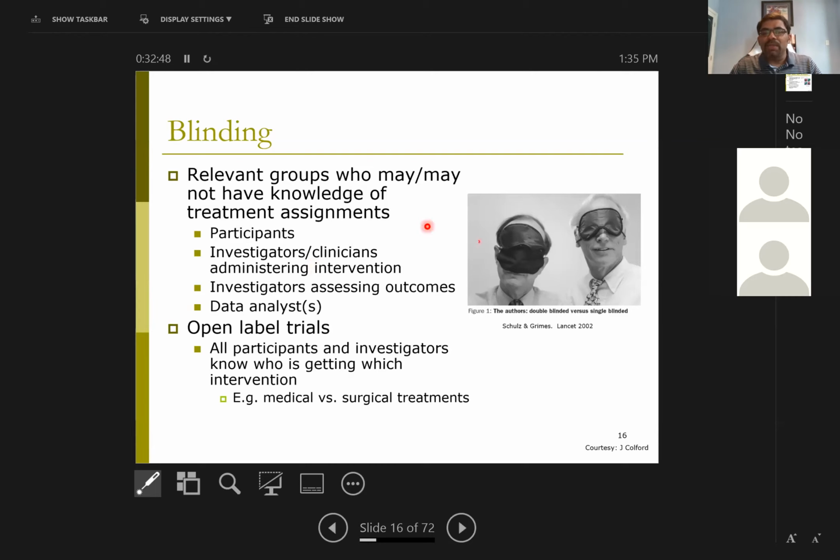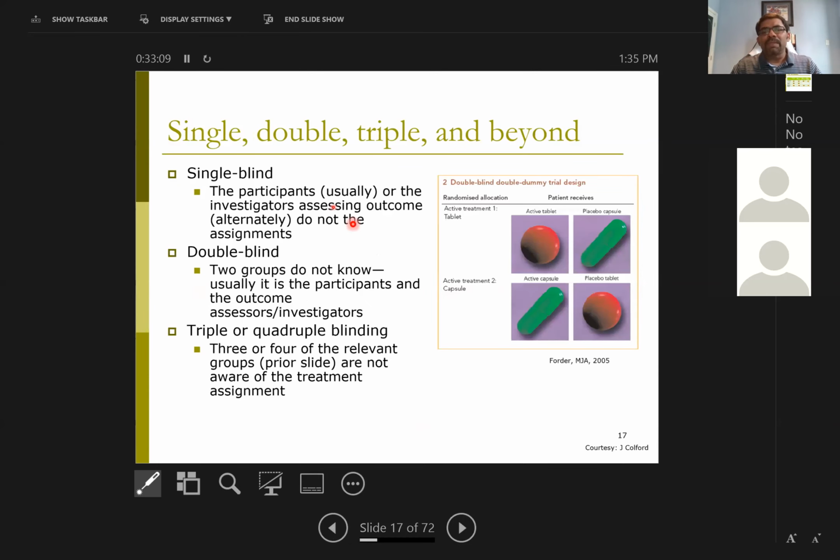In an open label trial, everybody knows who's getting what. There's no blinding at all, right? If it's medicine against a surgery, that's the comparison, then it's usually an open label trial. It's impossible to blind in a surgical trial situation, right? Okay, so that's basically it.